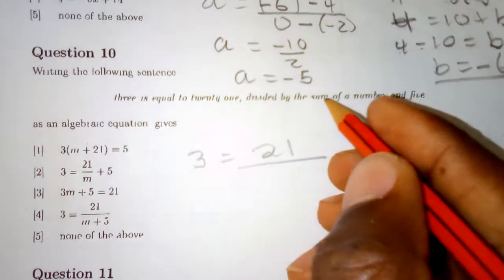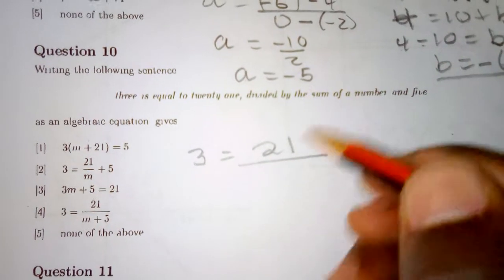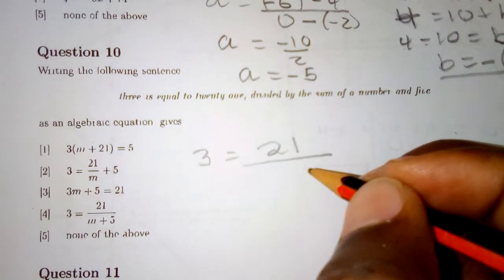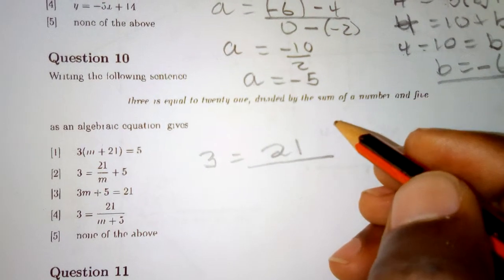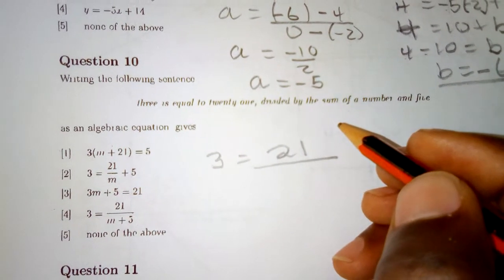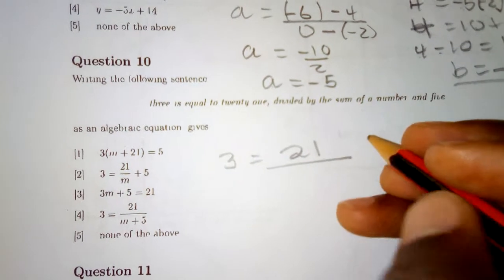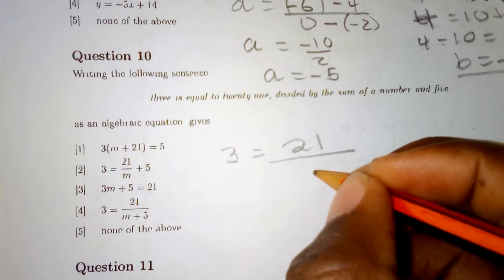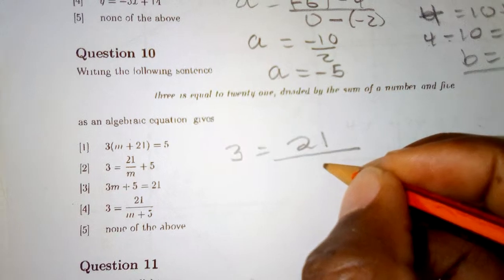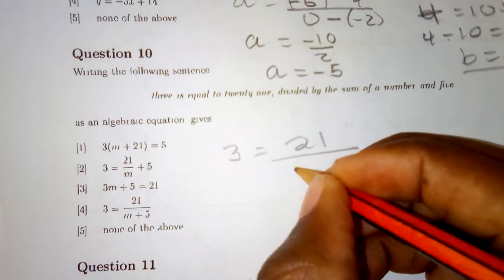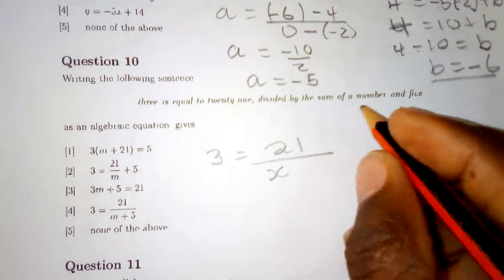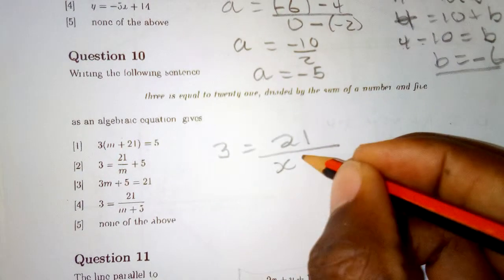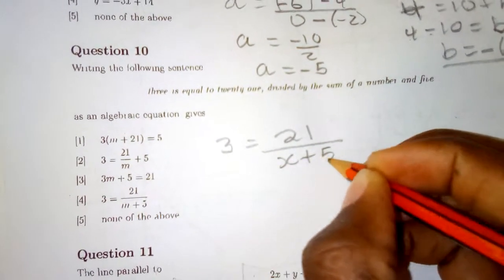What is the meaning of sum? Sum is the same as plus. So sum of a number, you can use any number. Maybe I can say x. Basically in mathematics we love x, so I can say sum of a number, I use x, and 5, so it means it's x plus 5.